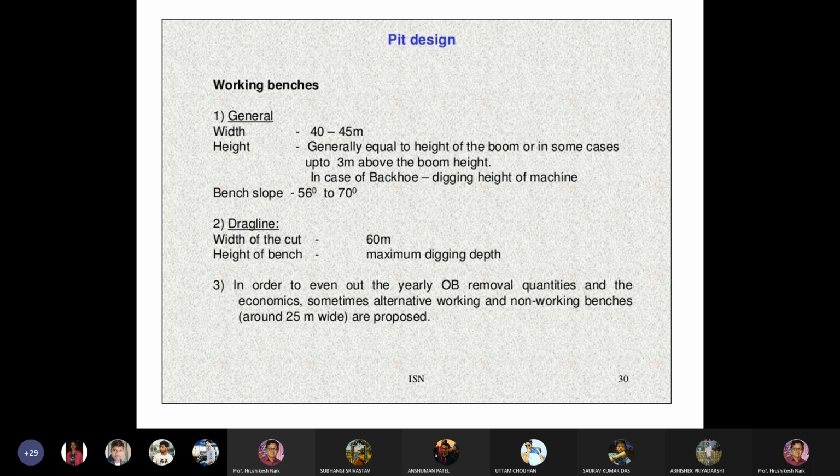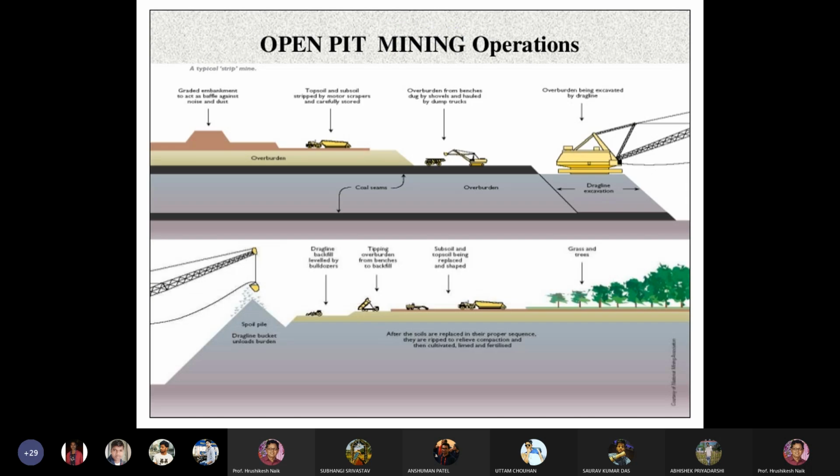In order to even out the yearly overburden removal quantity and the economics, sometimes alternative working and non-working benches are proposed. So this is the open pit mining operation which is carried out in this phase. So this is the dragline, spoil pile material is spoiled here, and after that the ground is reclaimed. Okay, so these are the mining operations, open pit mining operations carried out in open cast mining.